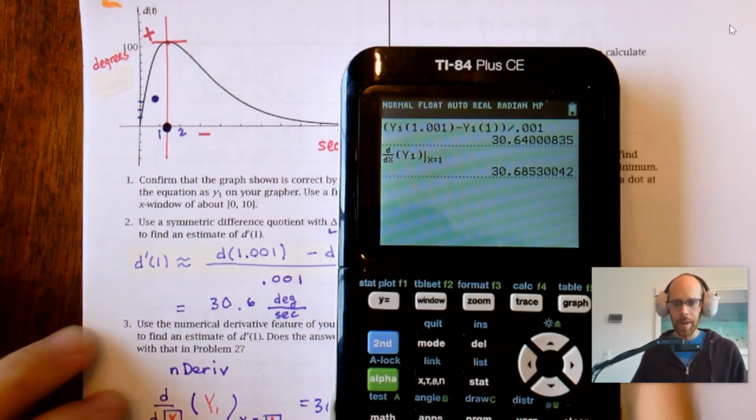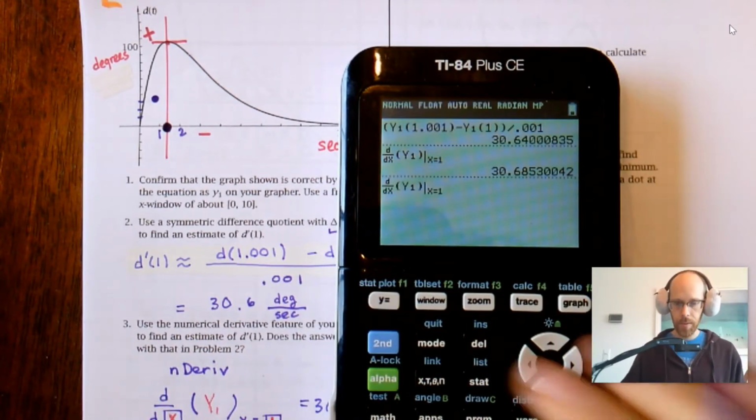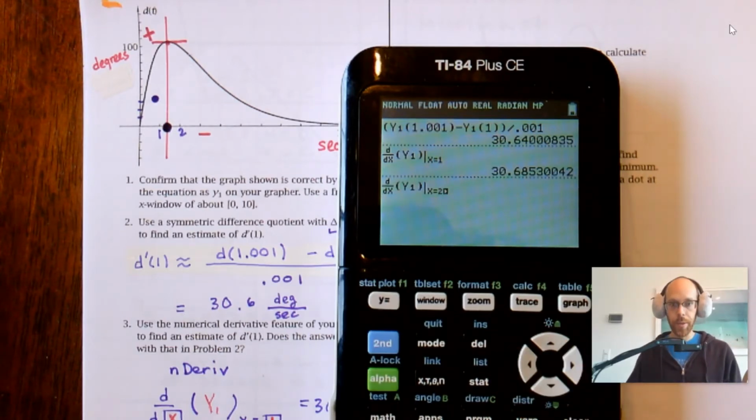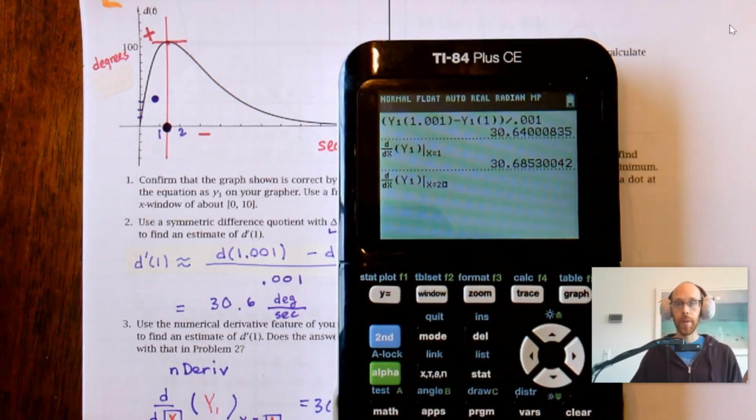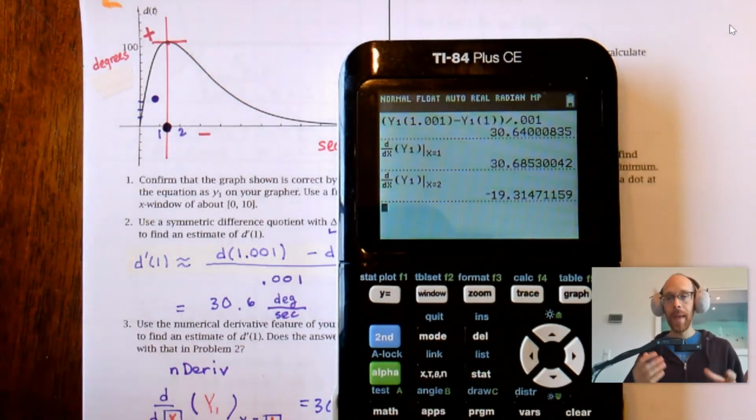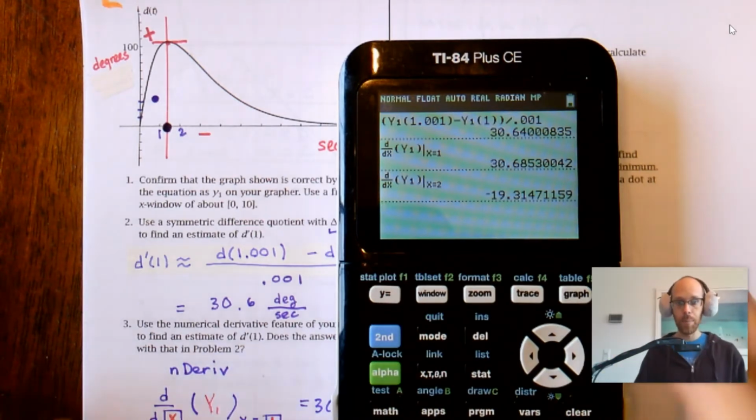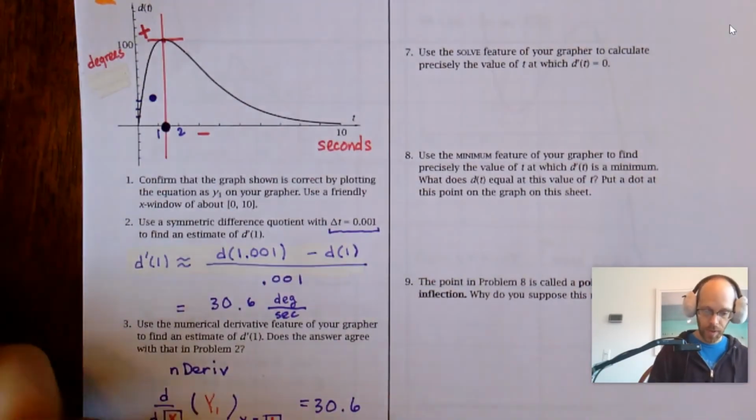One of the cool things about our grapher is we can just come up here, copy this formula, and then enter a 2, and it will give us the derivative at that instant. So negative 19.3 is the derivative at 2. That means that at that instant, the door is, that's right, the door is closing at a rate of 19.3 degrees per second.